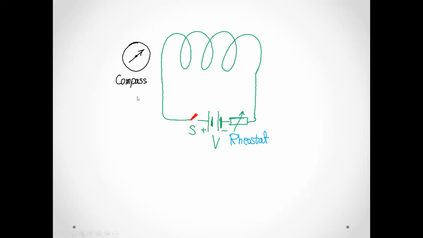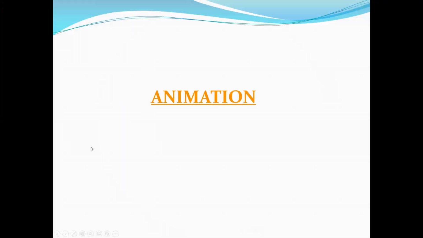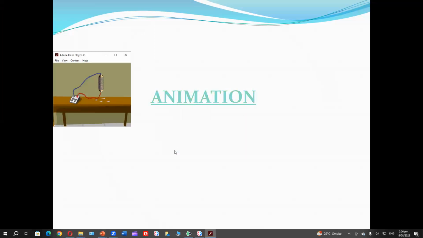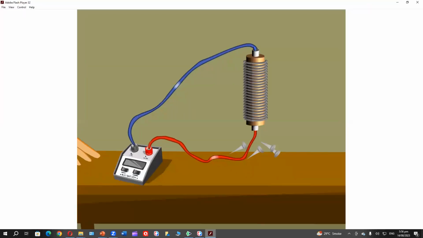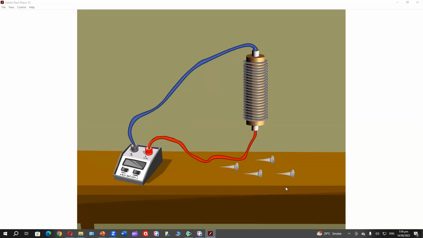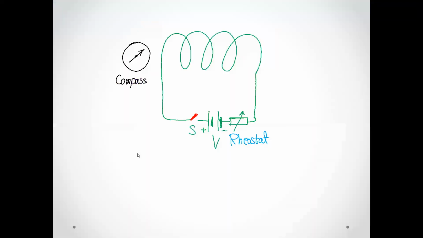Now, this is a compass needle and there is a solenoid, and you have just seen the animation on that. So when you close the switch, the compass needle will move and it will show the direction of the magnetic field. Although electromagnets require current to operate, unlike magnets, they can be deprived of their ability to attract at any time. Now, you have to copy this screen.